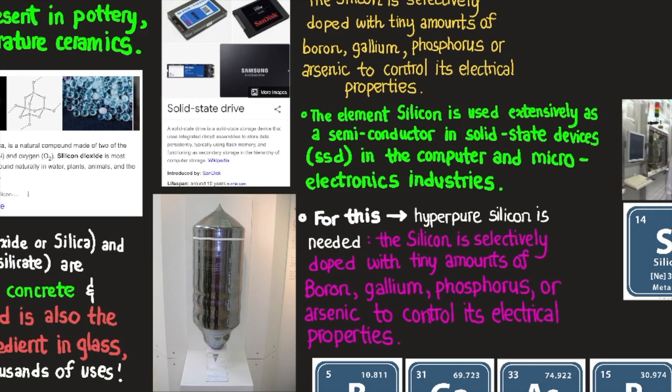The element silicon is used extensively as a semiconductor in solid state devices, SSD, in the computer and microelectronics industries. This is a pure crystal of silicon. This is what's used to make the silicon chips. Without the pure crystal, we wouldn't be able to make the silicon chips, because normally silicon is a crystal, but in fractured crystals within the same chunk of silicon rock that it is.